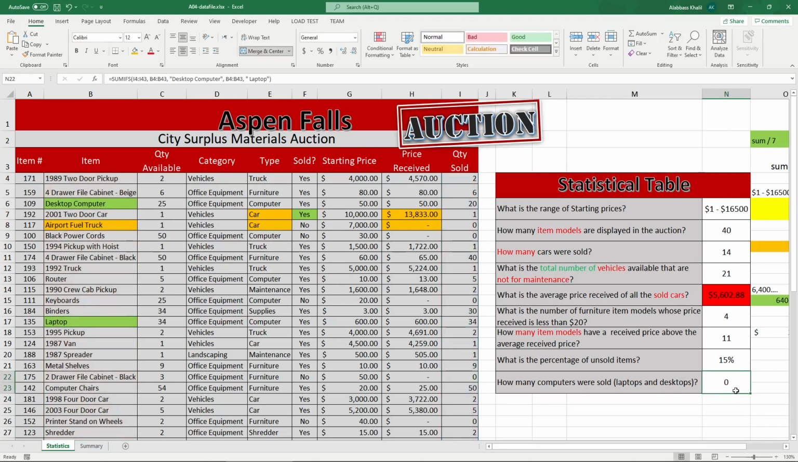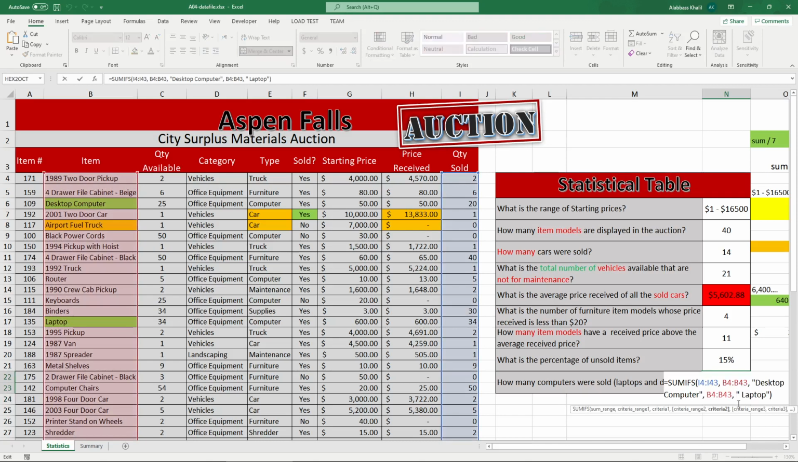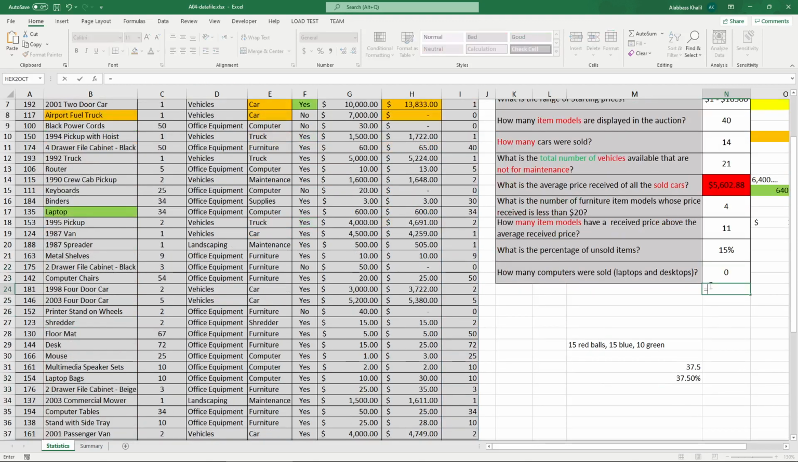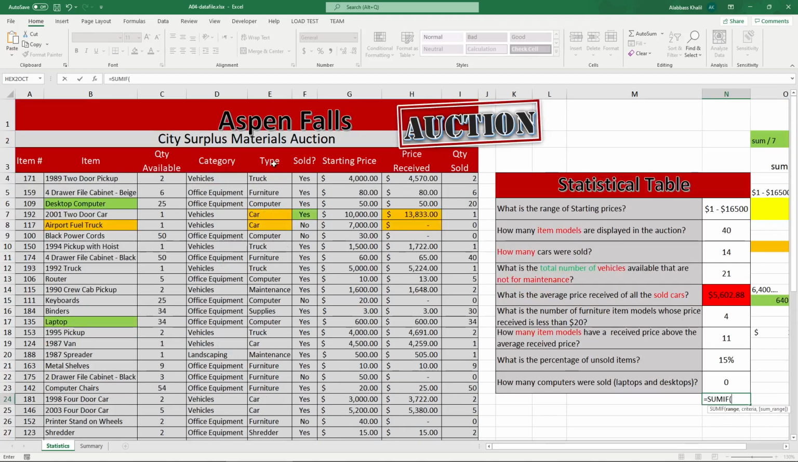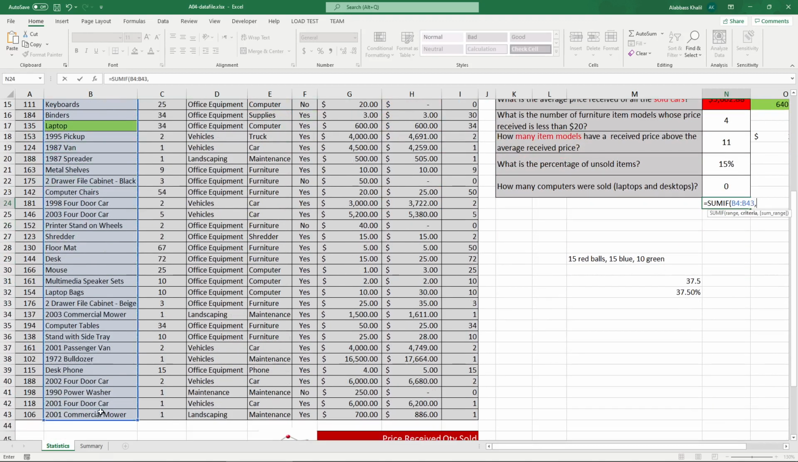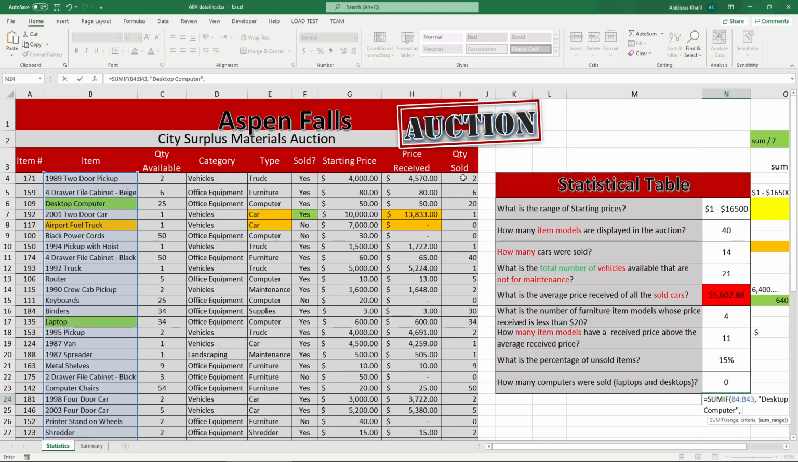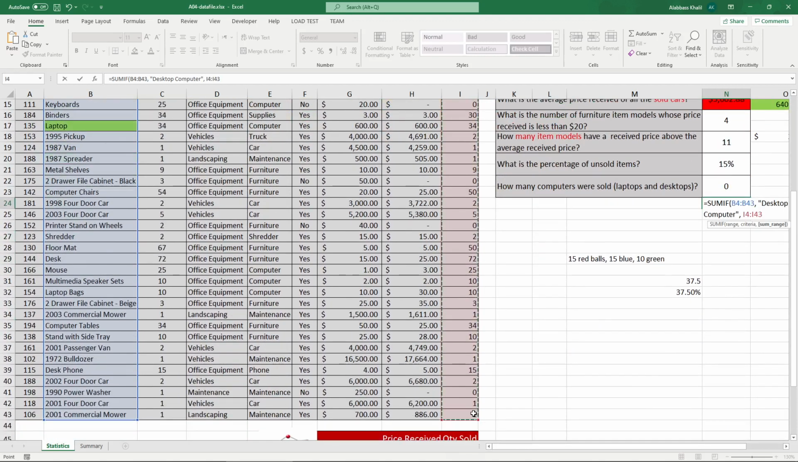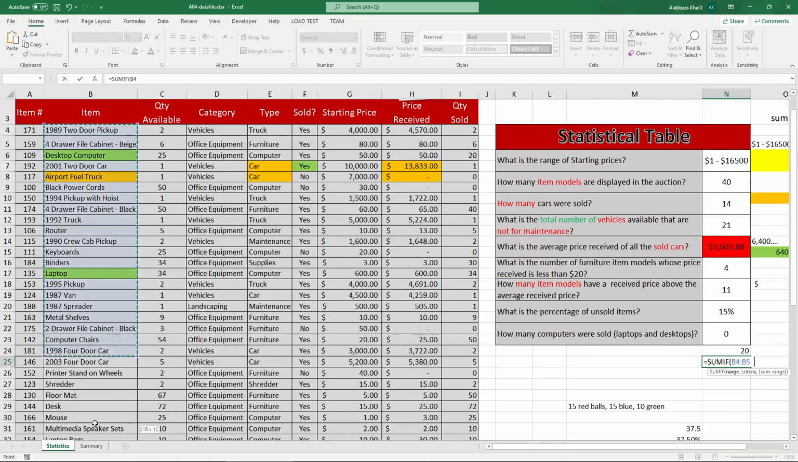Instead, what we want to do is break it down into two different sum ifs. The first one checks if it's a desktop computer. So desktop computer. The other one will check if it's a laptop. So this is how many desktop computers I have. Now let's see how many, not how many I have, how many I sold. Now let's check how many laptops I sold.